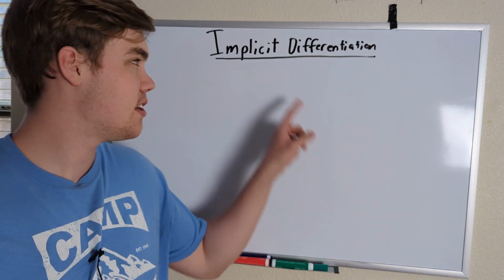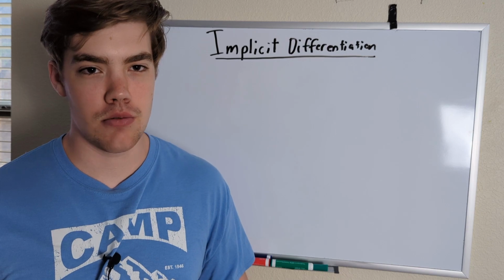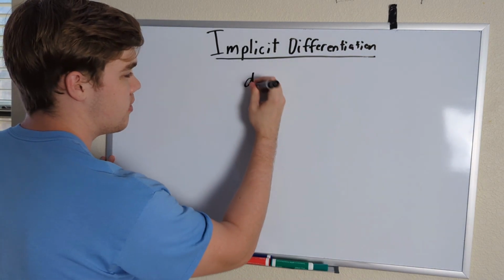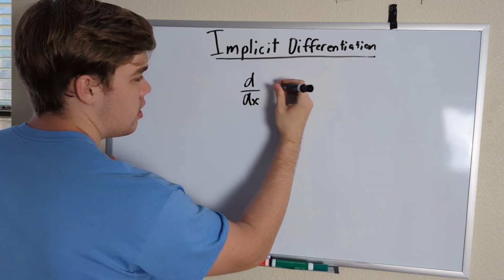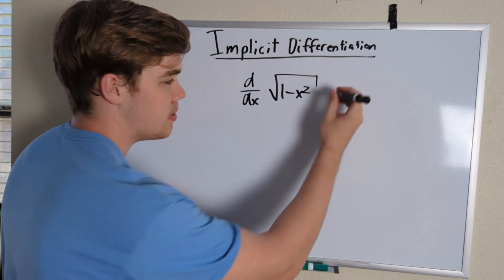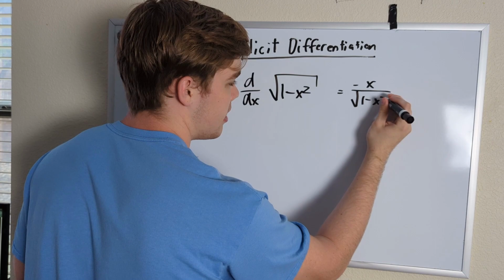In today's lesson, we're going to be talking about implicit differentiation. This differs from how we've been doing derivatives in the past, where we've had our derivatives expressed explicitly. For an example, let's just say we had the derivative of the square root of 1 minus x squared. The derivative of this problem is just equal to negative x divided by square root of 1 minus x squared.